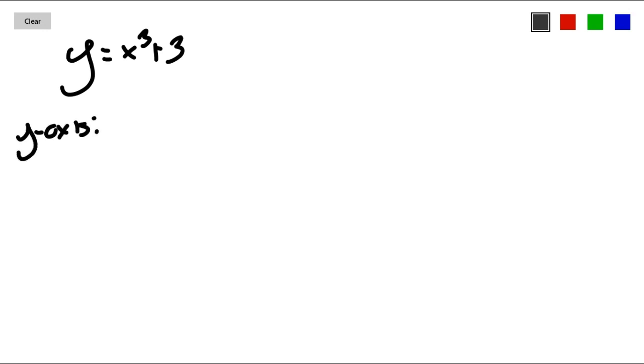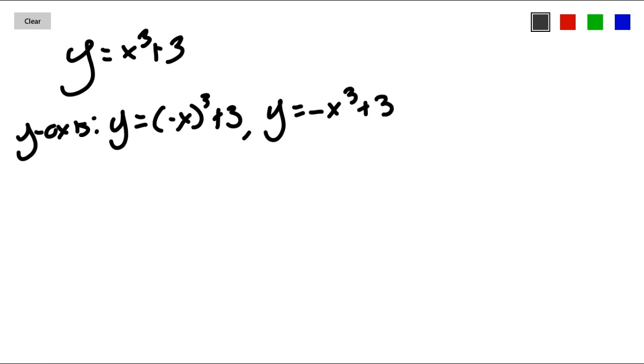Let's say that I had the function y is equal to x cubed plus 3. So the same idea here. If I want to test for y-axis symmetry, I set x to negative x. And I have y is equal to negative x cubed plus 3. The negative x cubed is a negative x cubed. So I have y is equal to negative x cubed plus 3, which is not the same as x cubed plus 3. So there's no y-axis symmetry.